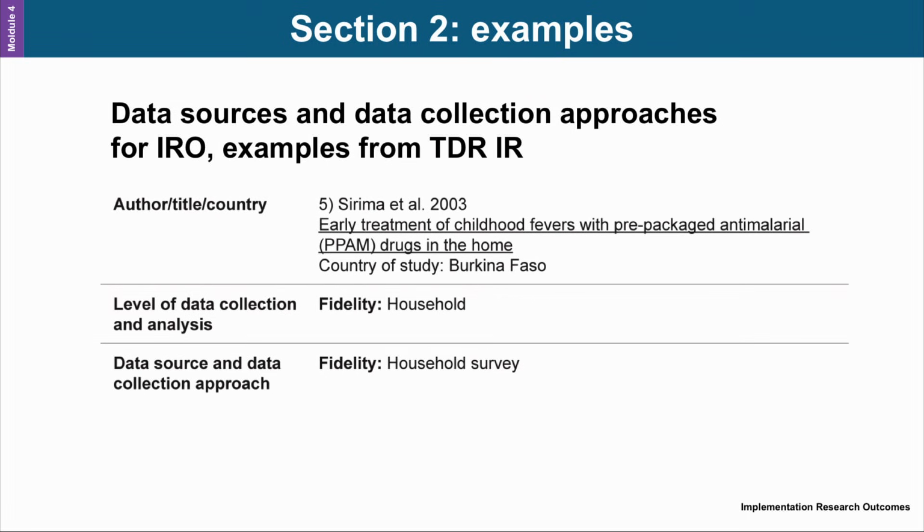Moving on to our last two examples. As you recall, Sarima and colleagues evaluated the impact of using prepackaged anti-malarial drugs by mothers at home on the progression of disease in children from uncomplicated fever to severe malaria. Fidelity was the only implementation outcome assessed, and it was operationalized by looking at the proportion of children 6 years and under who had uncomplicated malaria that was treated as planned. Fidelity was measured at the household level through a household survey.